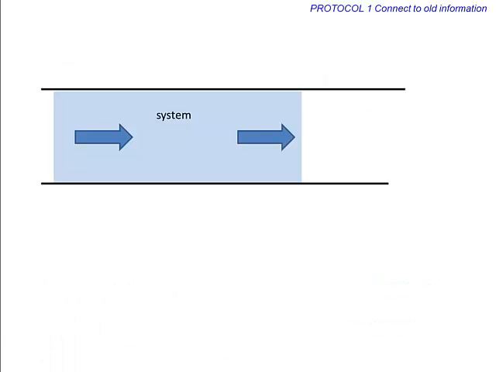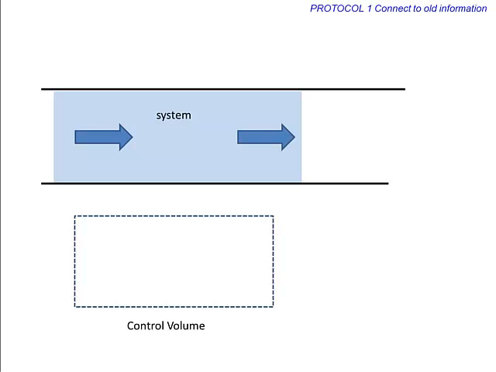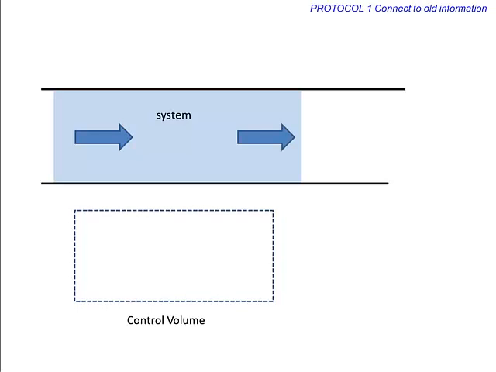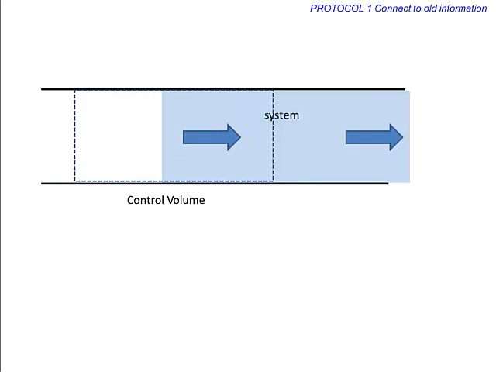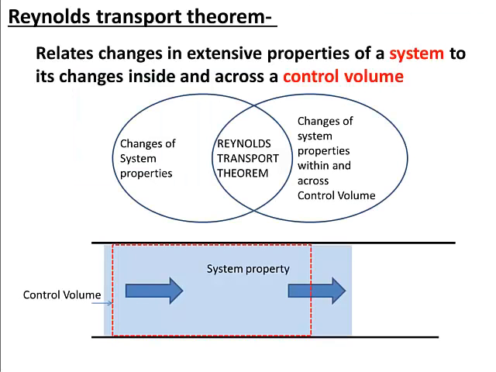By definition, a system refers to a collection of matter of fixed mass, which may move, flow and interact with the surroundings. On the other hand, a control volume refers to a volume fixed in space through which fluid may flow. The volume is purely a geometrical entity and it is independent of mass. Reynolds' transport theorem is used to connect changes in system properties to its changes within and across a control volume.